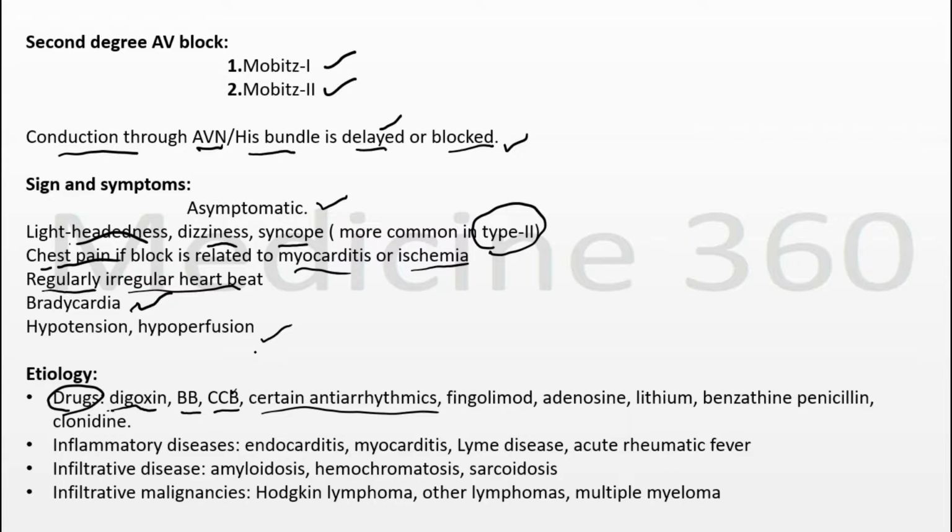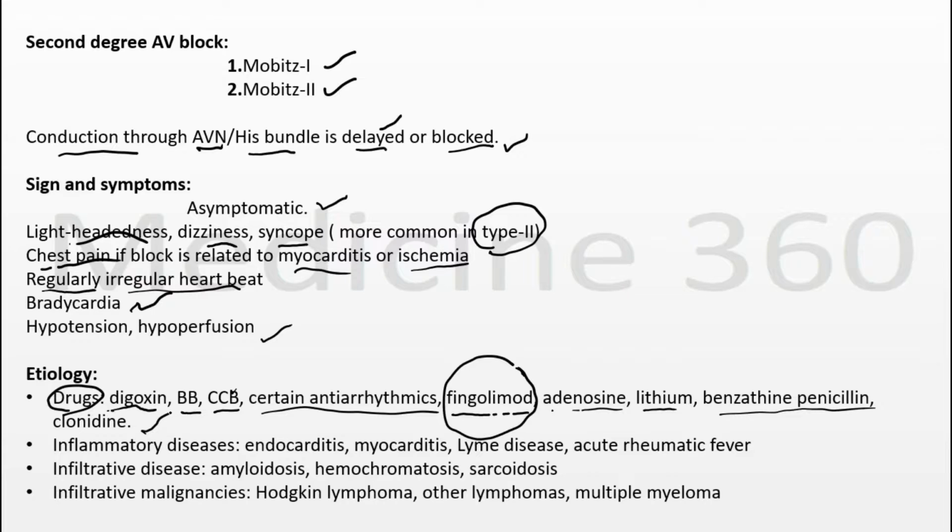Other drugs include fingolimod. This is an immunomodulator drug used in multiple sclerosis. This can also cause heart blocks. Then there is adenosine, which is used in supraventricular tachycardia, and can cause heart block. Then lithium, used in bipolar disorder, can cause heart block. Benzathine penicillin, which is used in rheumatic heart disease. Clonidine, an alpha 2 agonist, can cause second degree heart block.